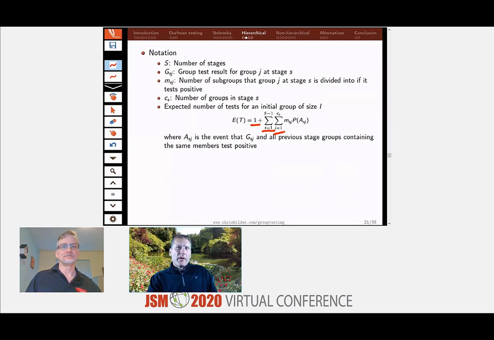Overall, I've only seen, at least in research publications with actual specimens, only one laboratory actually using non-hierarchical testing. They're using what's called array testing, which is what I will be focusing on. Array testing is a special case of non-hierarchical. So I think that kind of addresses that. As you will see, there are some advantages to a non-hierarchical approach if you can implement it.